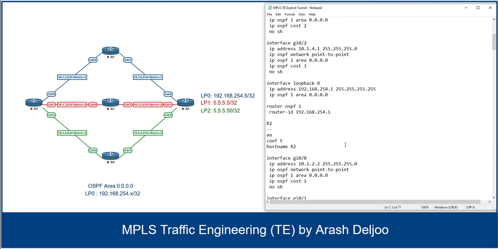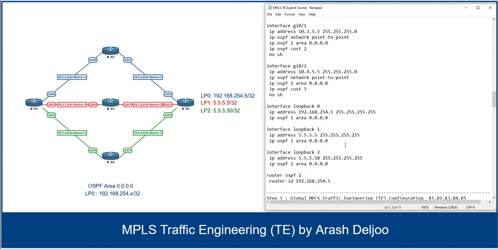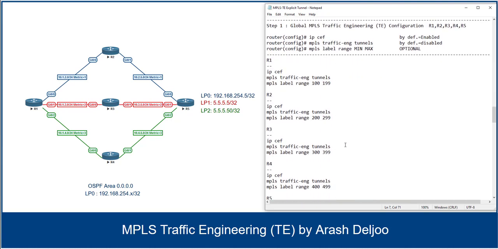Let me go to step 1. In step 1, we start the configuration of MPLS Traffic Engineering. For configuring MPLS Traffic Engineering, we need to do some steps. First, we need to enable MPLS Traffic Engineering globally. It means that for MPLS Traffic Engineering tunnels, we should enable this feature in global configuration mode.